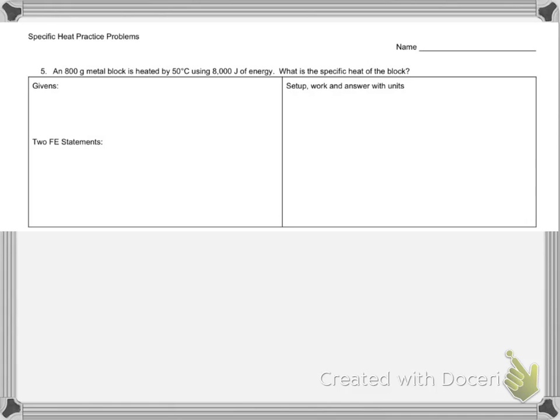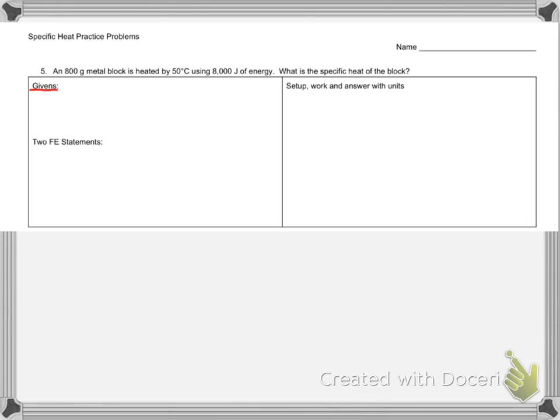This problem is asking us to figure out the minimum amount of energy required to raise the temperature of 1 gram of block by 1 degree Celsius. That's what the specific heat is. We're going to go ahead and first write out all the givens in our problem.